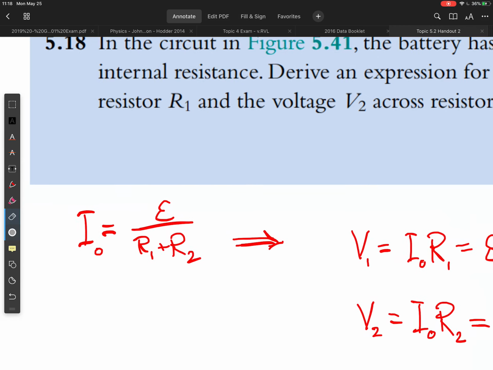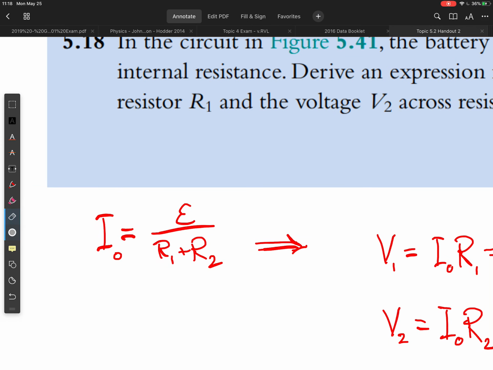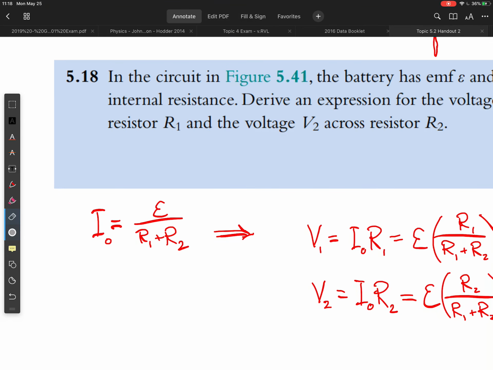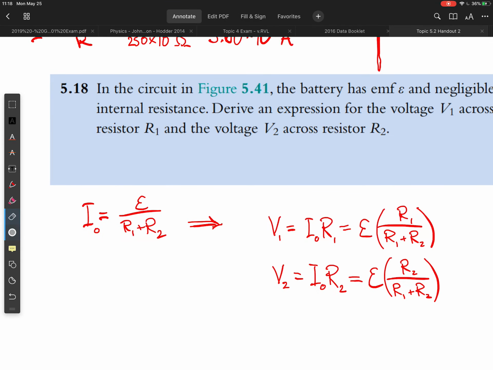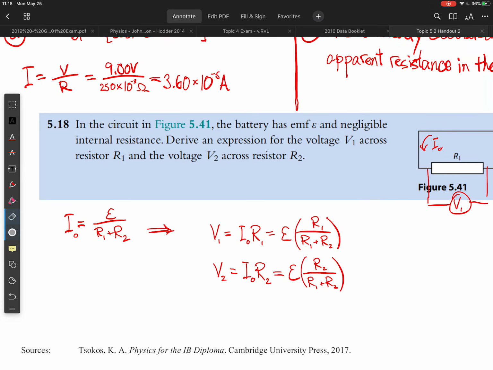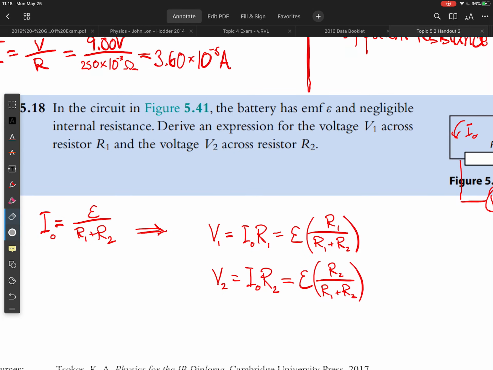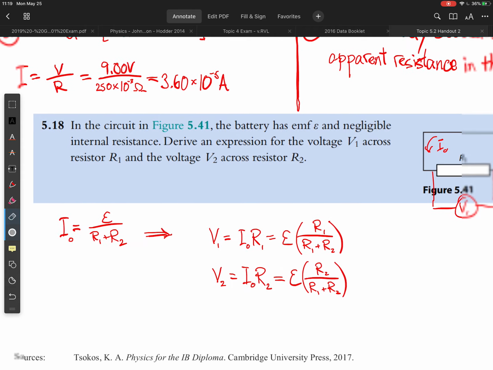So we take our equation, and this is straight out of your data booklet. We take our equation for EMF, which is equal to current times the internal resistance plus the resistance of the circuit, and we rearrange it slightly. Okay, and then we find V sub 1 and V sub 2 just using some basic algebra, as you can see here.